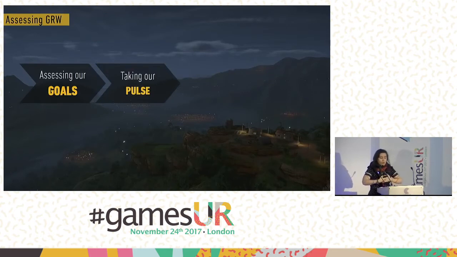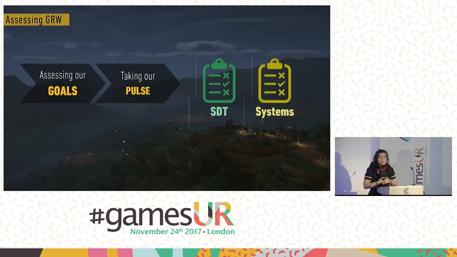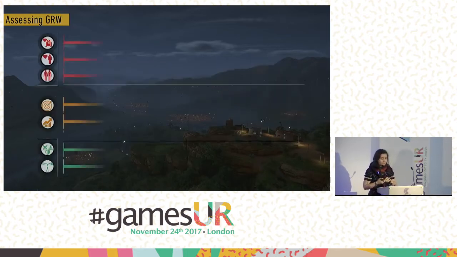So, after assessing our goals, we needed to take the pulse of our game, and to do so, we went through our first type of user tests, which were macro tests, where we let players play the game how they wanted to. At the end, we gave them the self-determination theory questionnaire and some more questions about each system of the game, to know how they performed and what players appreciated or not.